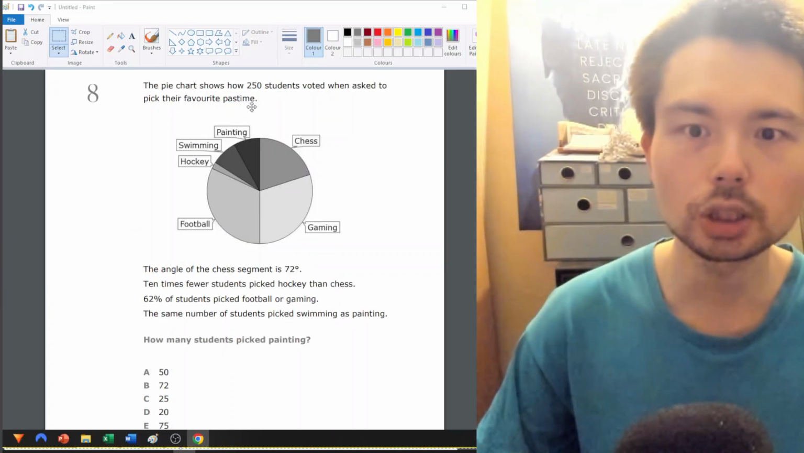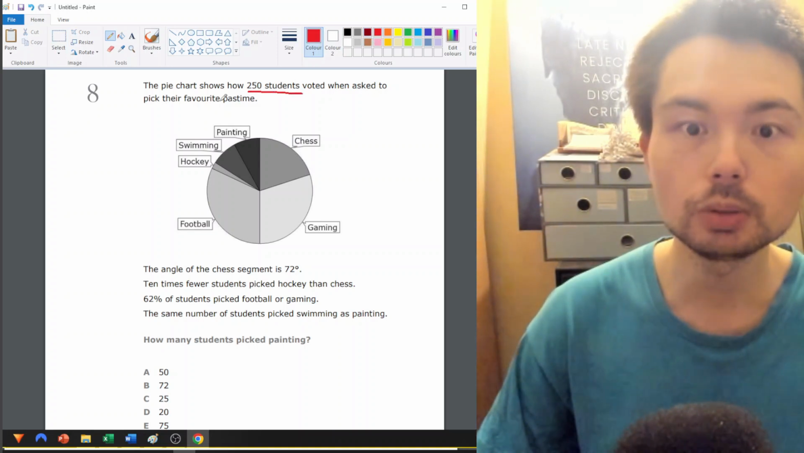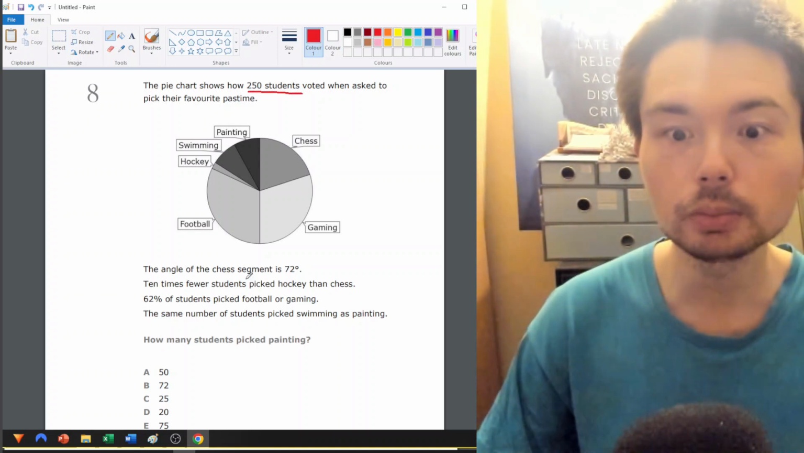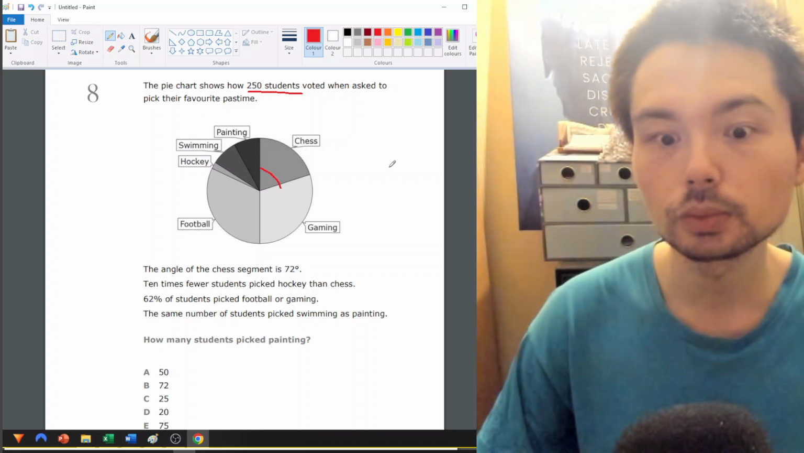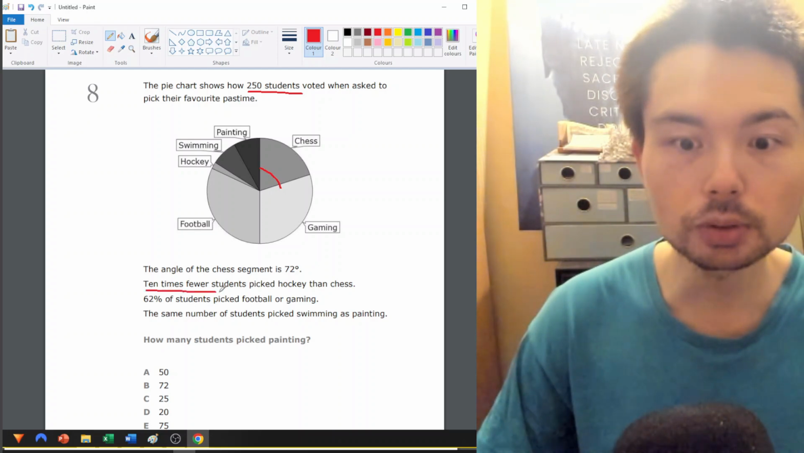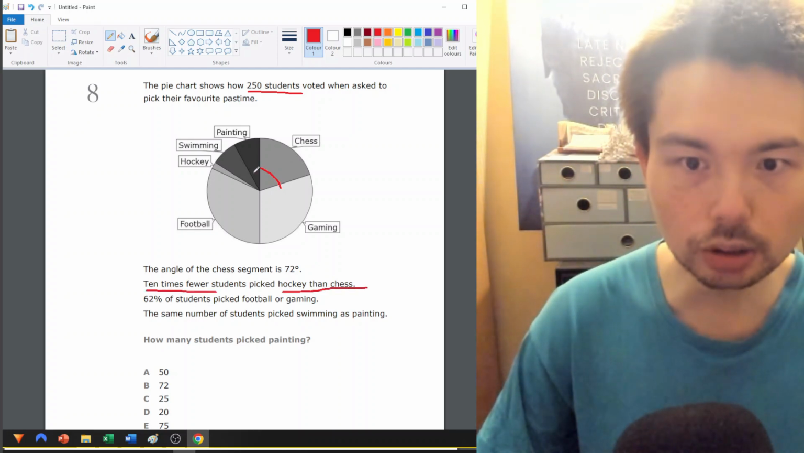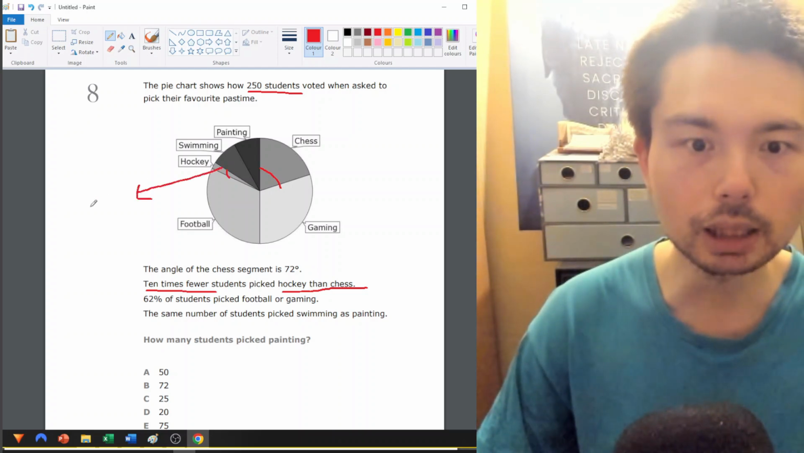Question 8. The pie chart shows how 250 students voted when asked to pick their favourite pastime. The angle of chess is 72 degrees. Okay, now we keep reading. 10 times fewer played hockey than chess. So because of that, we need to work that out. 72 divided by 10 is 7.2.